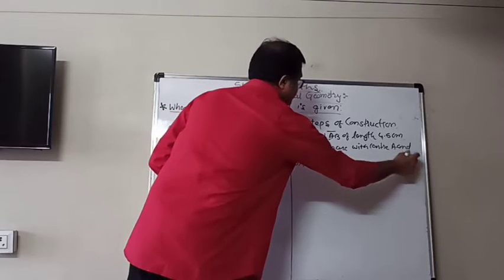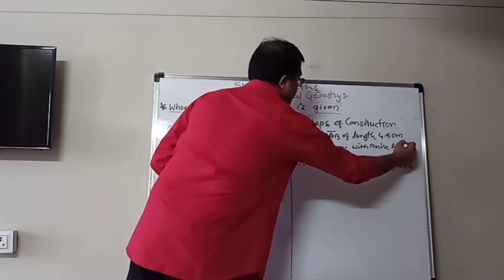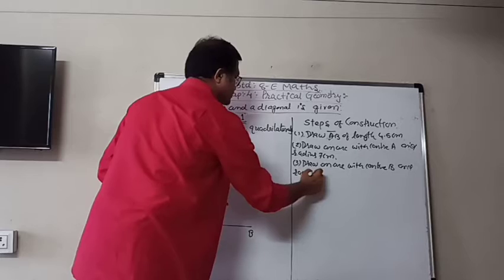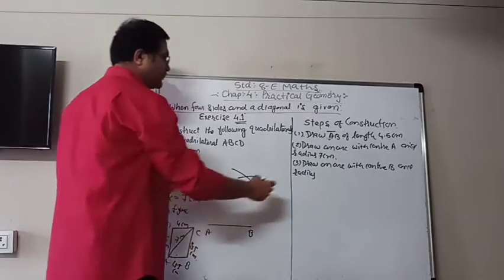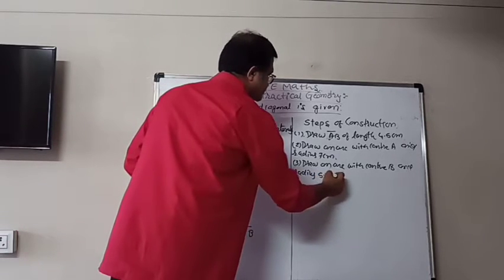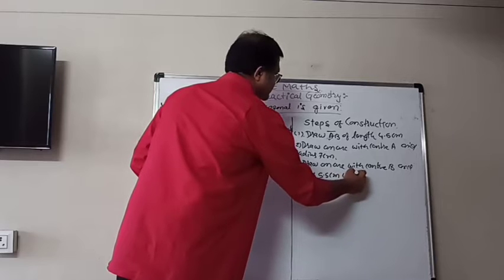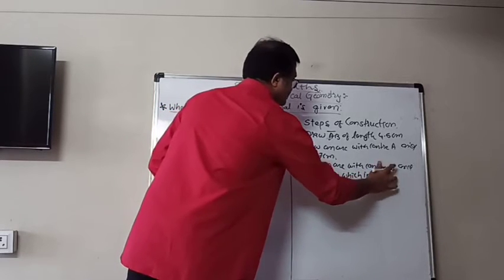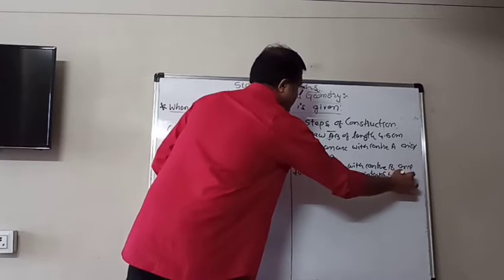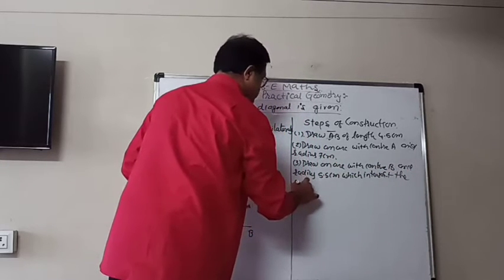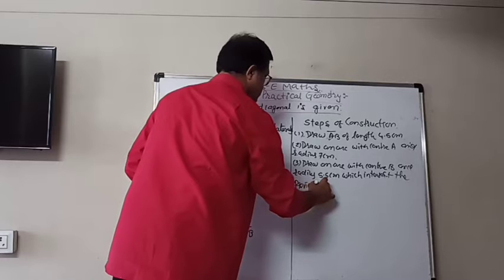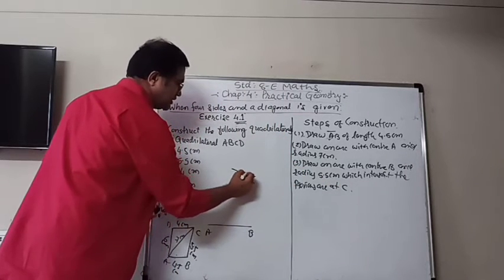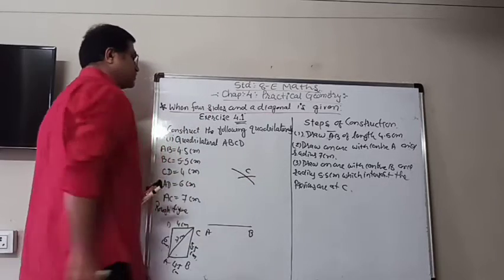and radius 5.5 centimeter, which intersects the previous arc at C. So where they intersect, that point should be given the name C.